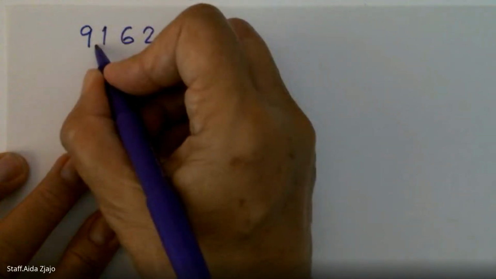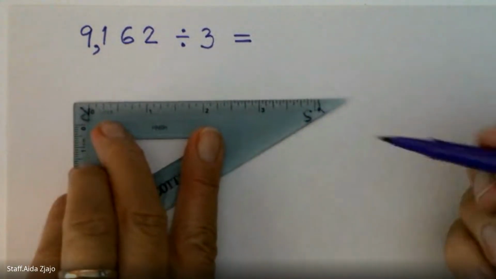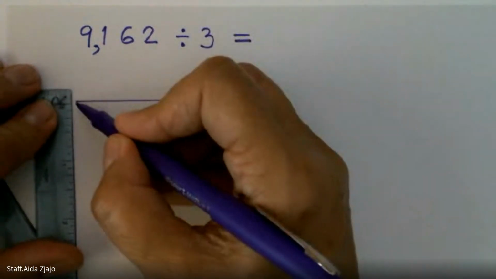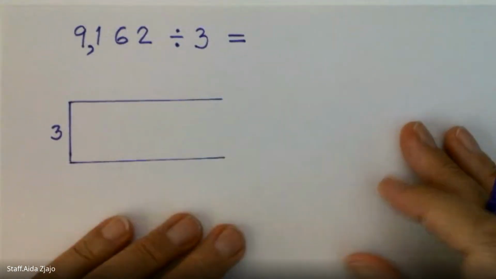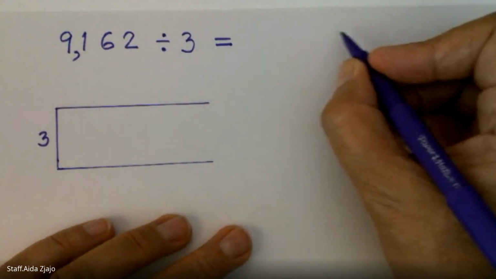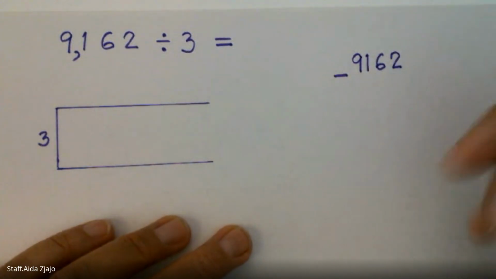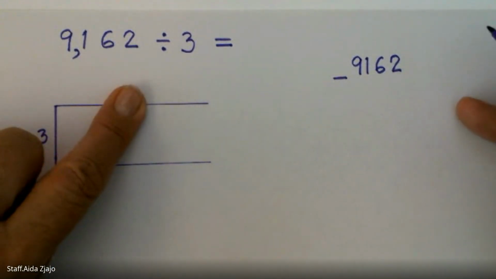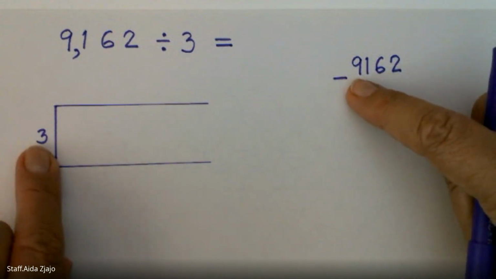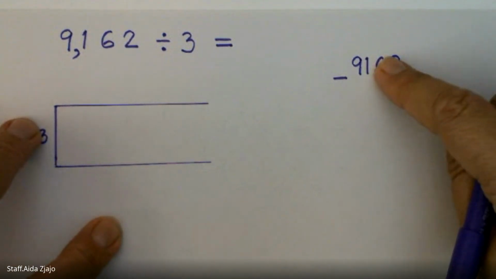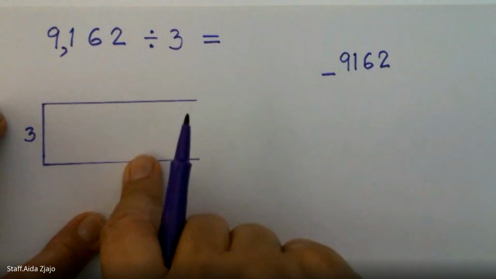Okay. I usually don't put a comma, but I will in case. So the strategy starts this way. You make your open rectangle, and it needs to be divided into groups of 3. And then I will write my number on the side, 9,162. I'm taking 3 times what is really close to this number, because there are 3 threes in 9. I can use that multiplication fact to help me figure out how much of this I will subtract.